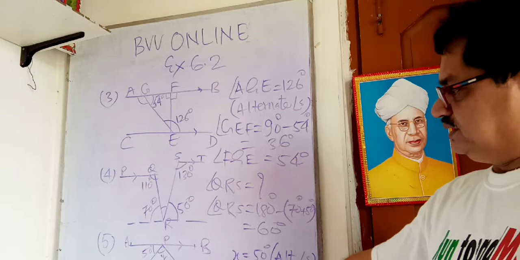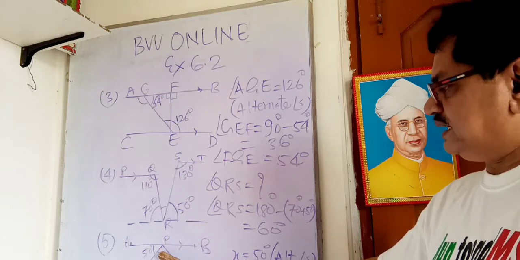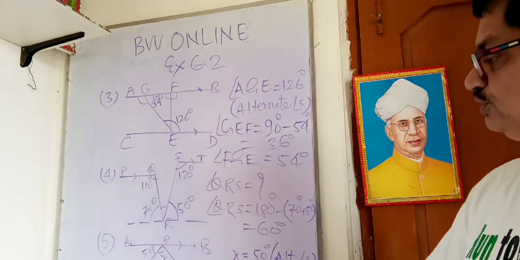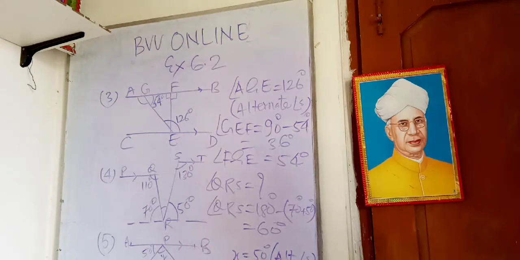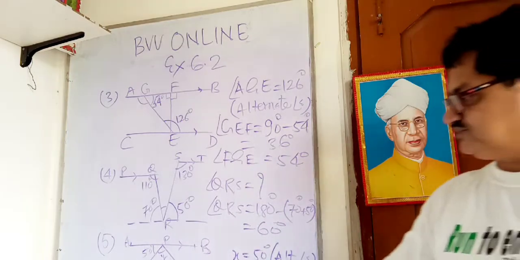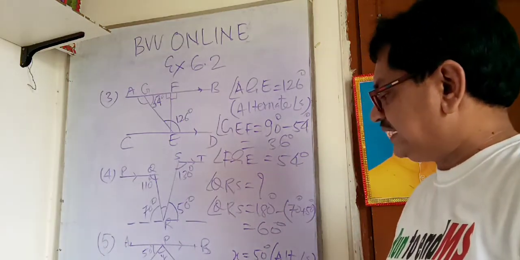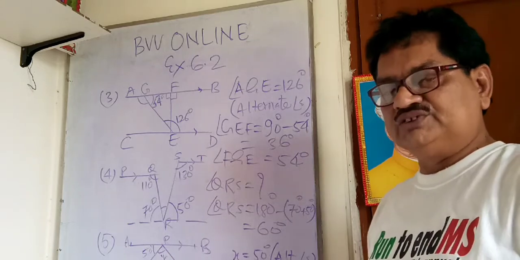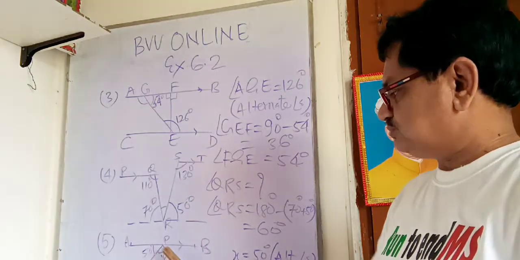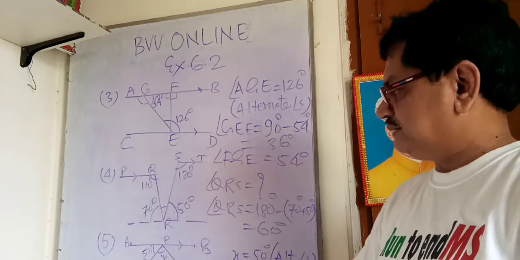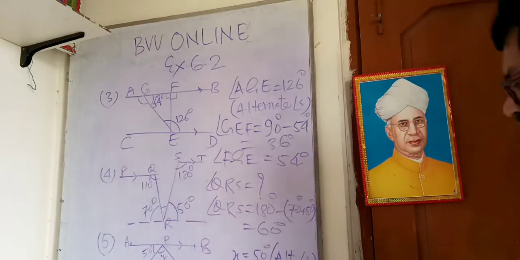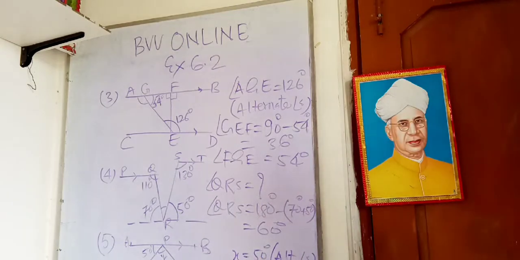And if it comes 50 degrees, then 50 plus Y should be equal to 127 degrees, because when a side of a triangle is produced, the exterior angle so formed is equal to the sum of the interior opposite angles. So naturally X plus Y should be equal to 127 degrees, and X we have calculated as 50 degrees. So 50 plus Y equals 127, so Y equals 127 minus 50, and that comes to 77 degrees. So in this way we come to the completion of question number 5.